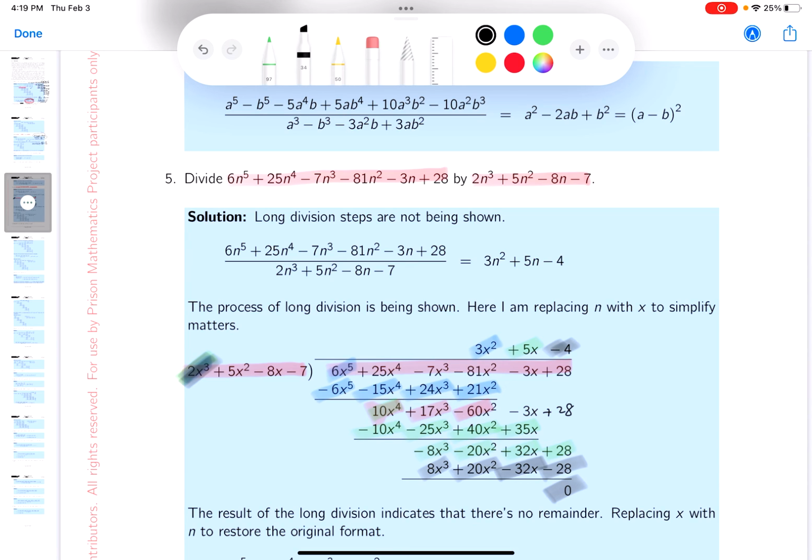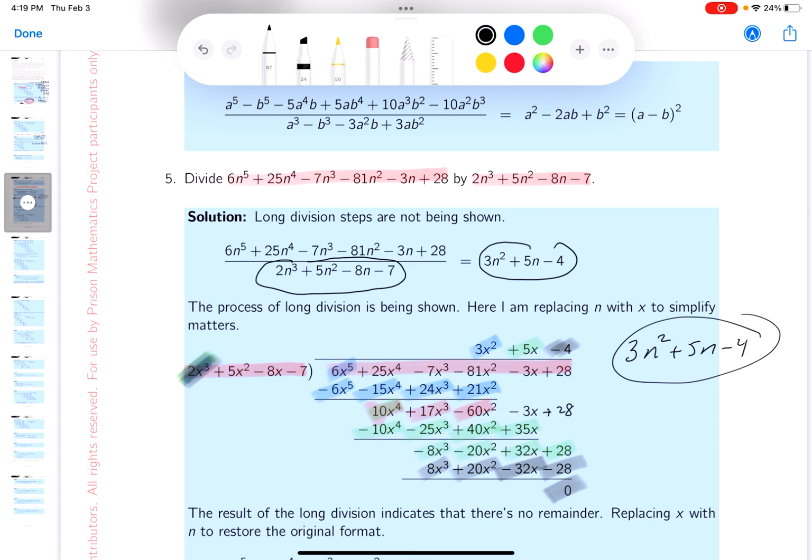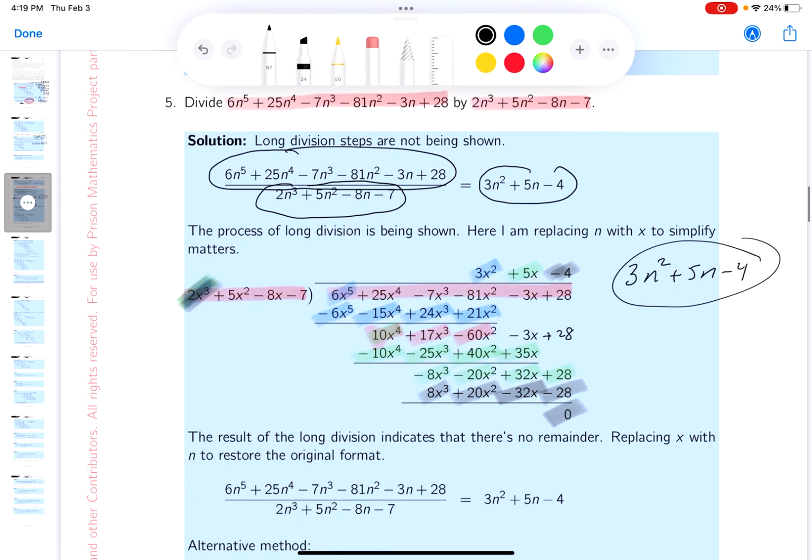But listen, do not forget that we made a substitution. And that substitution was we replaced the n with the x. So what's the answer going to be? Not 3x squared, but it's 3n squared plus 5n minus 4. Now someone says, could you check it? You can. How do you check it? You would take this and multiply it by this, and it better give you this. All right? Am I going to check it? No, I'm not going to check it.